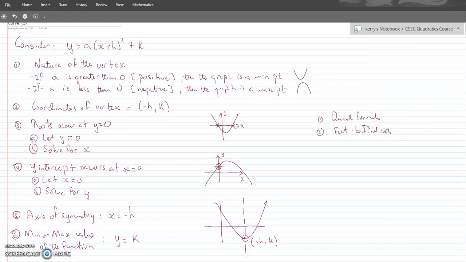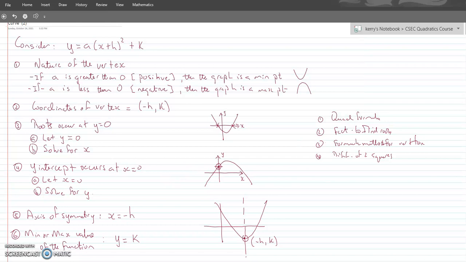Factorize to find roots. And the last thing that I want to talk to you about is the formula method for vertex form. Oh, and also I have to talk about difference of two squares as well. Difference of two squares. So this might take us probably two more videos, but we'll be done with it.